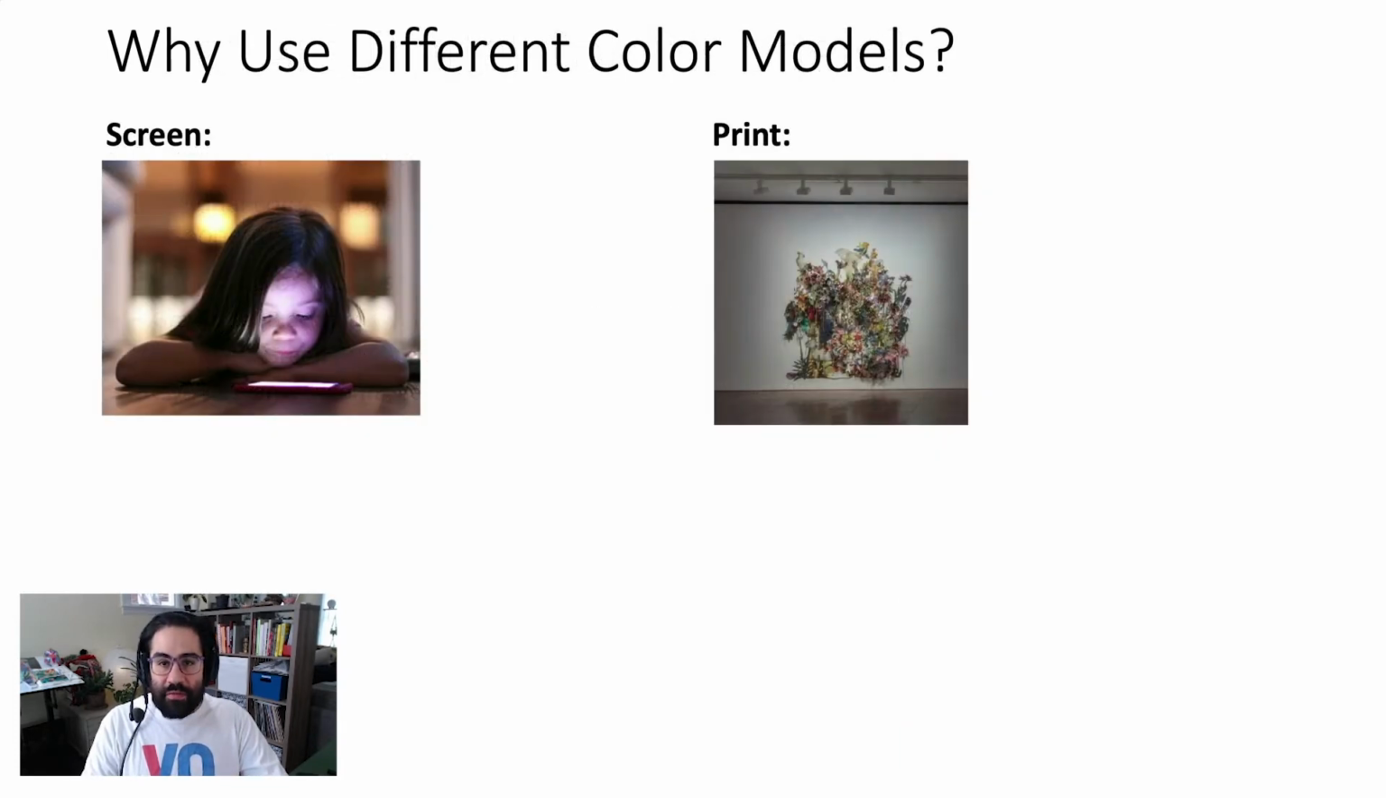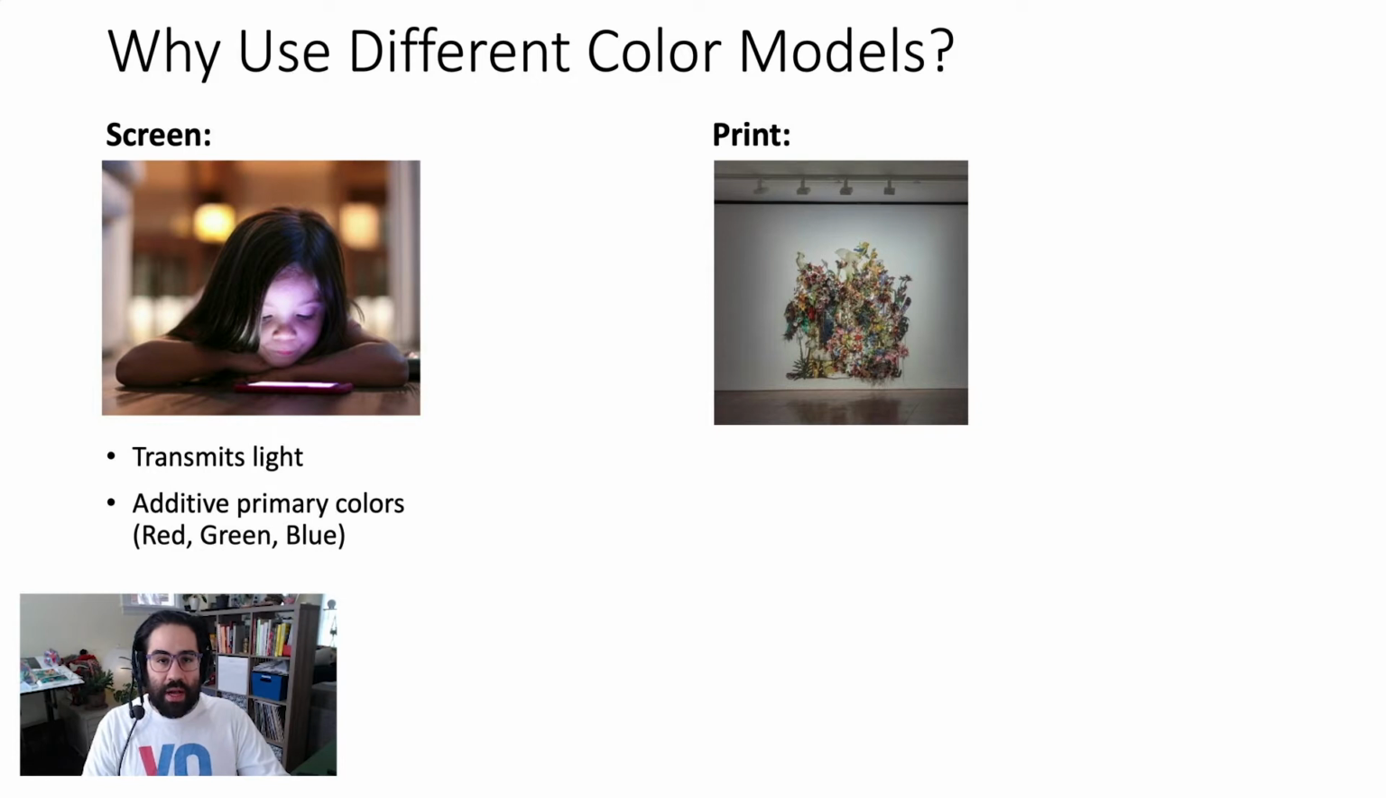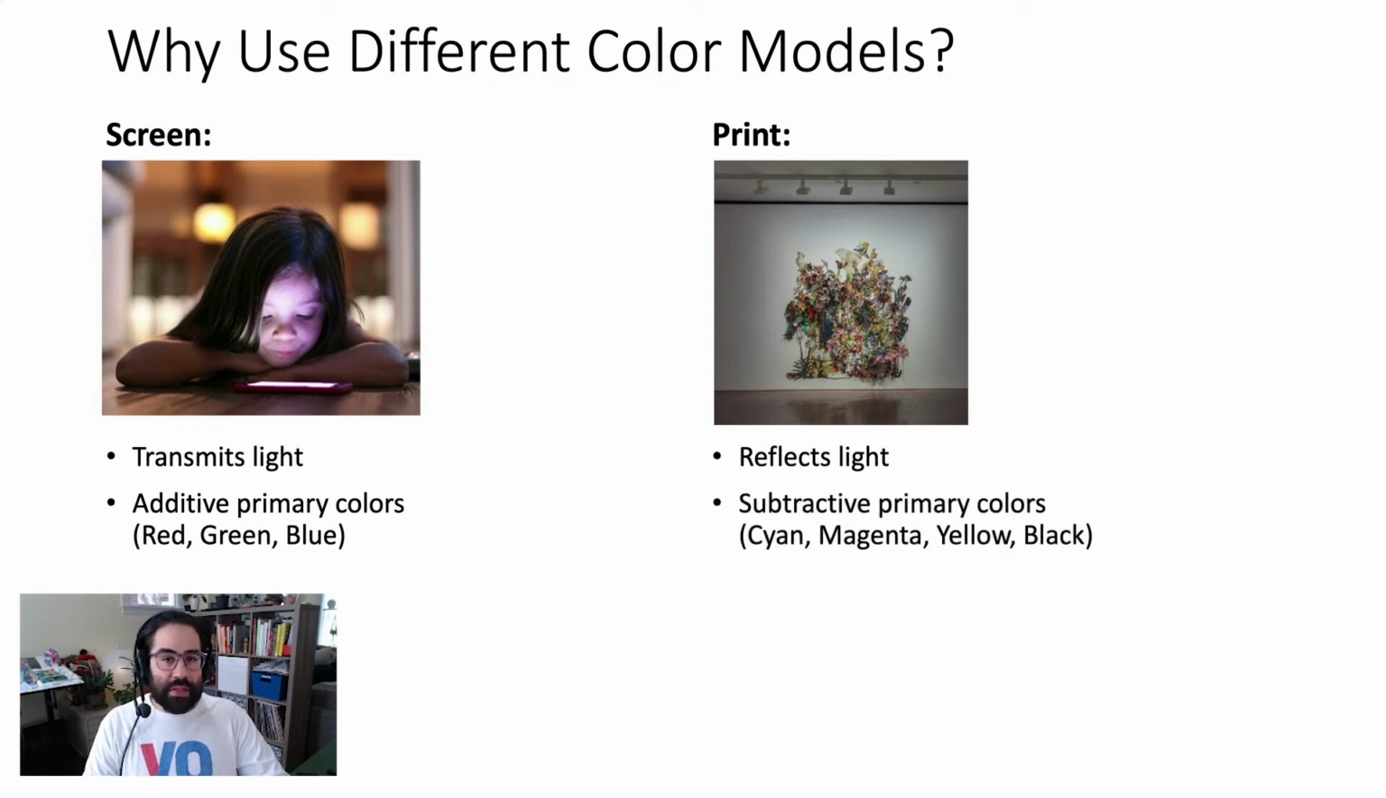The main reason we have different color models is the difference between a screen-based and a printed image. Screens make colors by mixing the additive primary colors of red, green, and blue and transmitting them into your eye. Reflective media, like printer paper, uses subtractive primary colors cyan, magenta, yellow, and black to absorb light and reflect back just the colors we want you to see.